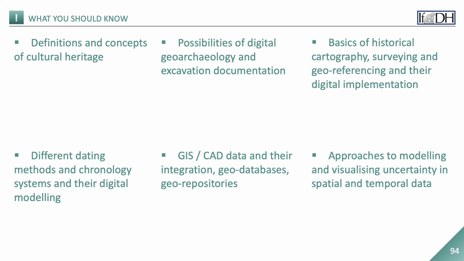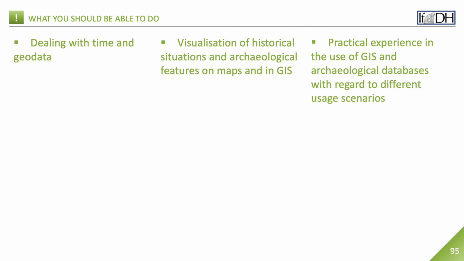Heterogeneity and fuzziness may be considered typical characteristics of data in the humanities. You should therefore be familiar with the approaches to modeling and visualizing fuzziness in spatial and temporal data. In an introductory lecture, all of the above can only be initially basic knowledge, and you should deepen this further in the course of your study. Therefore, you should be able to handle time and geodata routinely by the time you graduate at the latest.